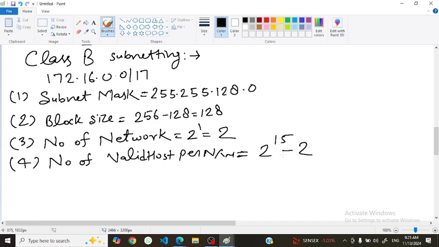Venkat, why are you confusing? I've already told the formula: 32 minus the given CIDR value. Yeah, but I said 126. That will be correct, right? No, that is not valid. Okay. This one is valid. Block size is a totally different thing.